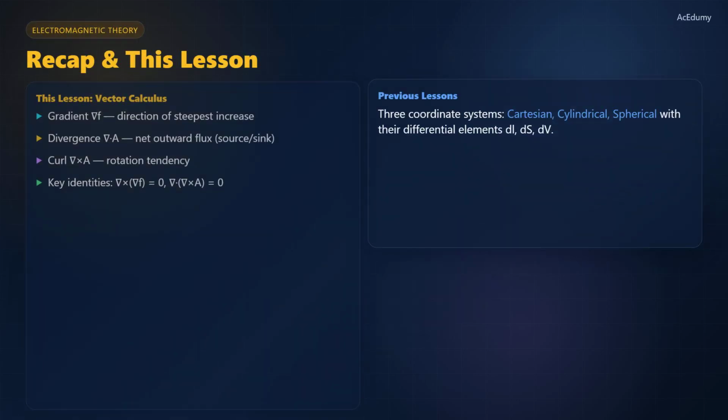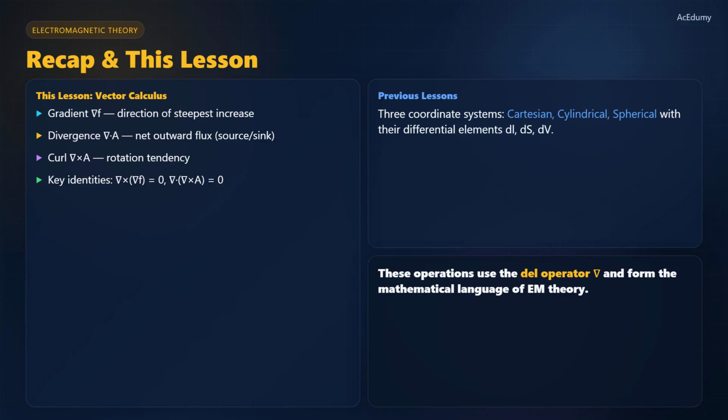In the previous lessons, we defined three coordinate systems: Cartesian, cylindrical, and spherical, along with their differential elements. Now we need the tools to describe how fields change in space. In this lesson, we introduce three fundamental operations of vector calculus: the gradient, the divergence, and the curl. These operations use the del operator, written as an inverted triangle, nabla.